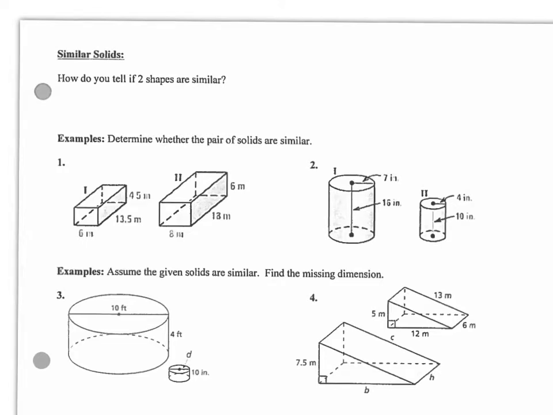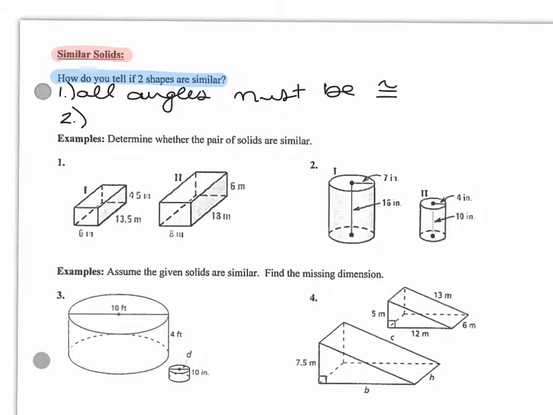Today we're going to talk about similar solids, and how similar solids work is very similar to similar triangles and similar polygons. So the first question we have to ask ourselves is, how do I tell if two shapes are similar? Well, I have two criteria to determine whether or not two shapes are similar. First criteria is all angles must be congruent. And when I talk about all angles, I mean all corresponding angles. So not all the angles have to be the exact same, but all the corresponding angles have to be congruent.